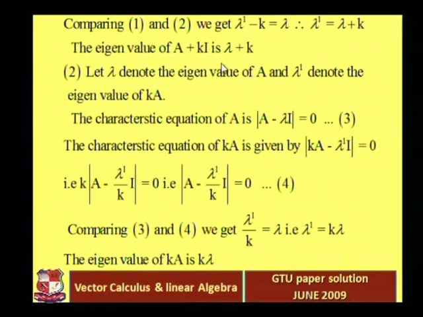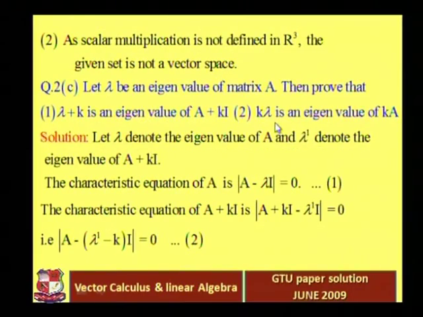Now second, k lambda is an eigenvalue of kA. Okay, that we have to prove.